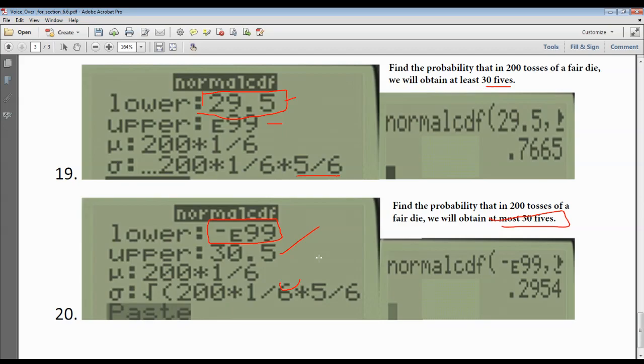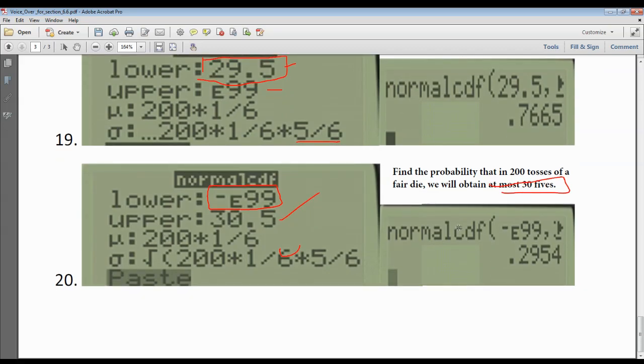Don't sweat that. If you've done continuity correction, don't worry about it. It'll always happen when you have less than or equal to's or greater than or equal to's. It won't seem to jive with what the problem says, but here again, once again, for the 9th time, is continuity correction. Hope this helps.